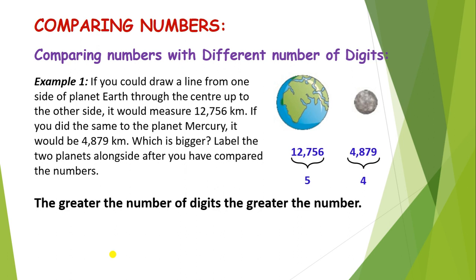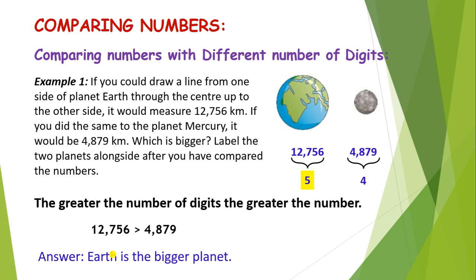So here you can see that the first number has 5 digits. So you can say 12,756 is greater than 4,879. Therefore we can say Earth is the bigger planet. Let's see one example.